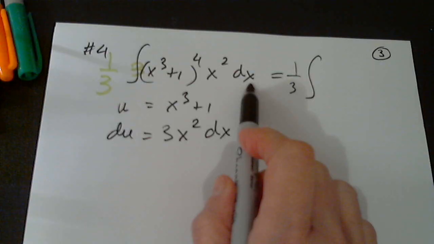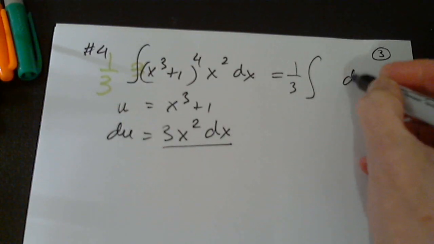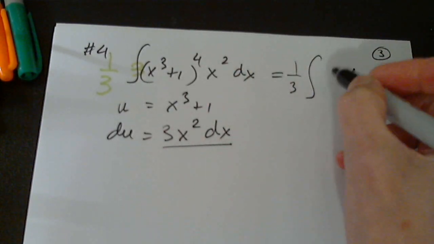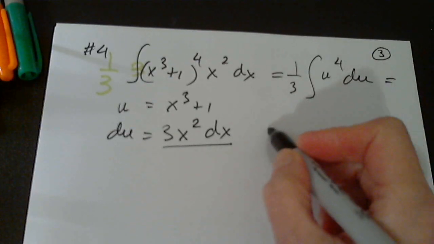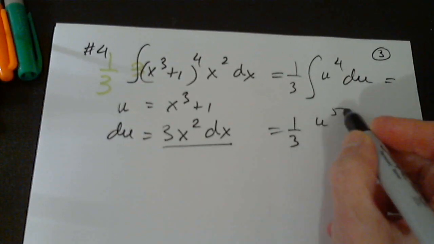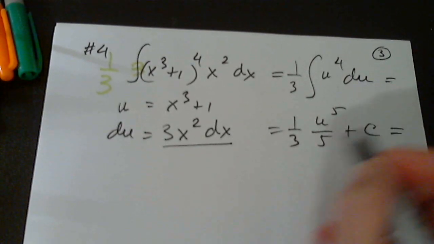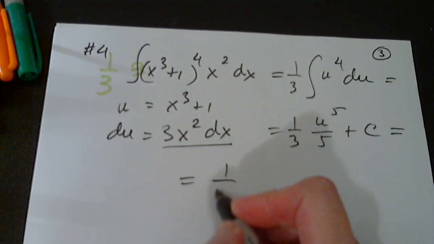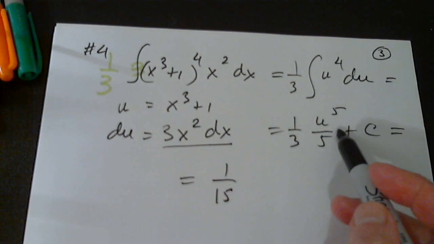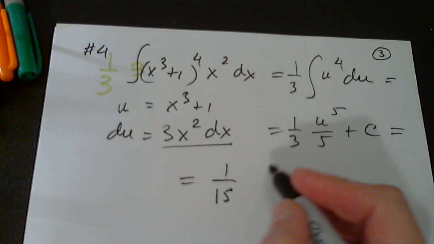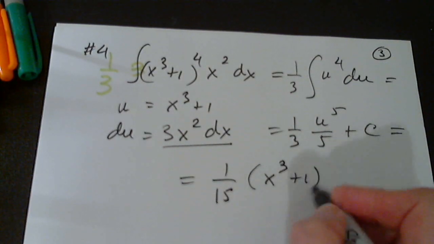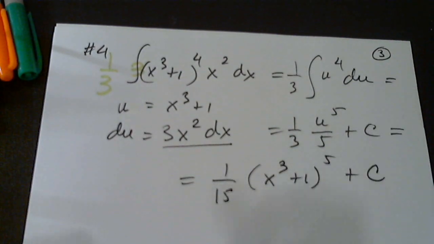3x squared dx is du. And what we have here is u to the 4th. So 1/3 u to the 5th over 5 plus a constant c. We rewrite this as 1 over 15. And we have to go back because it's an indefinite integral. x to the 3rd plus 1 to the 5th power plus a constant c.